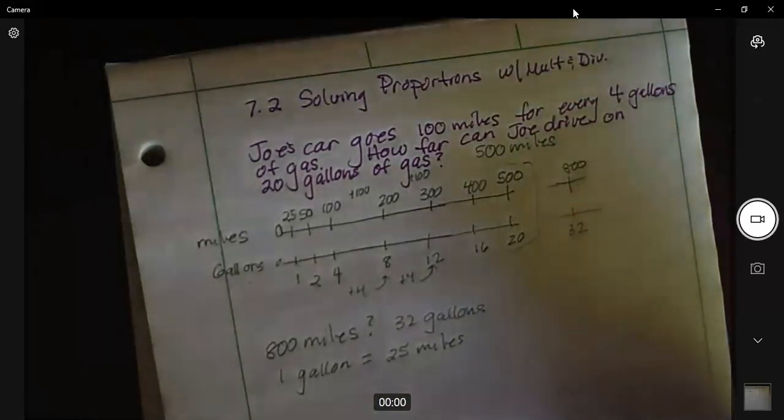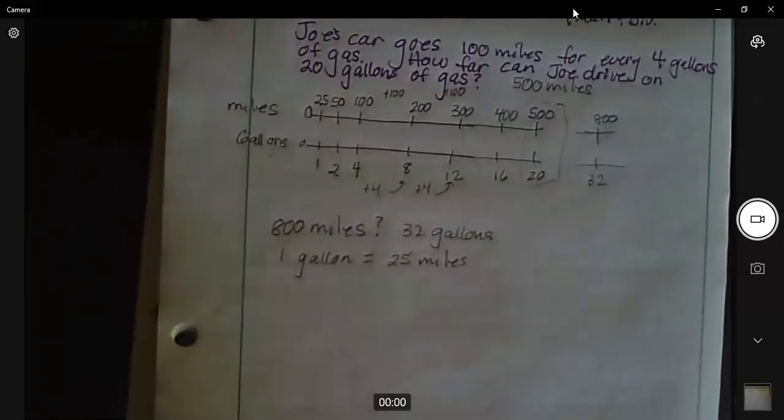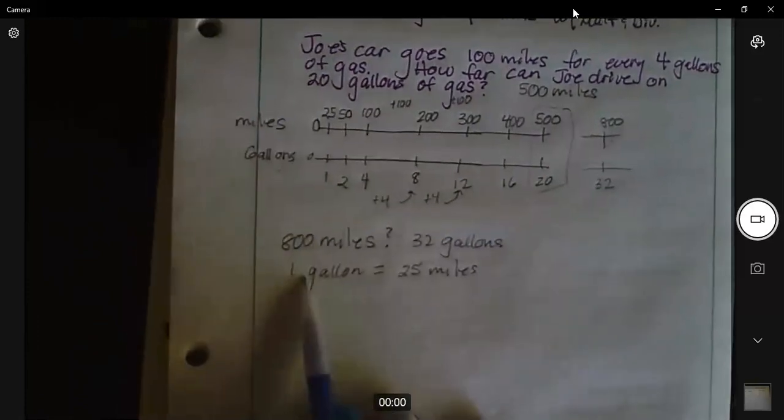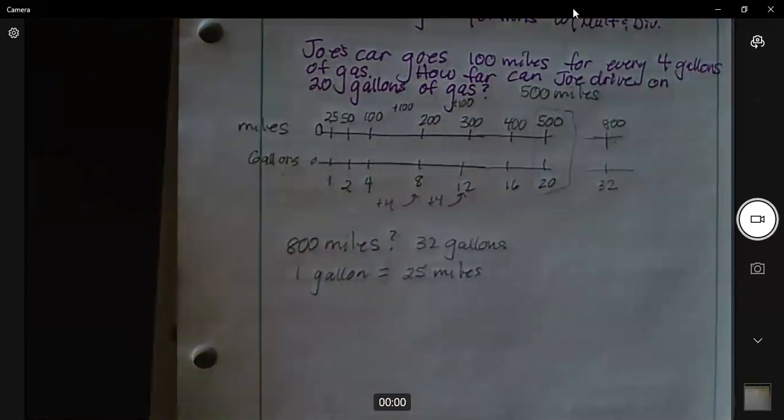Now our next section, 7.3, we're going to talk about unit rates. Right now I am not saying the word unit rate, but that's what this is. And this is just finding one group. So one group, and so 1 gallon would be 25 miles.